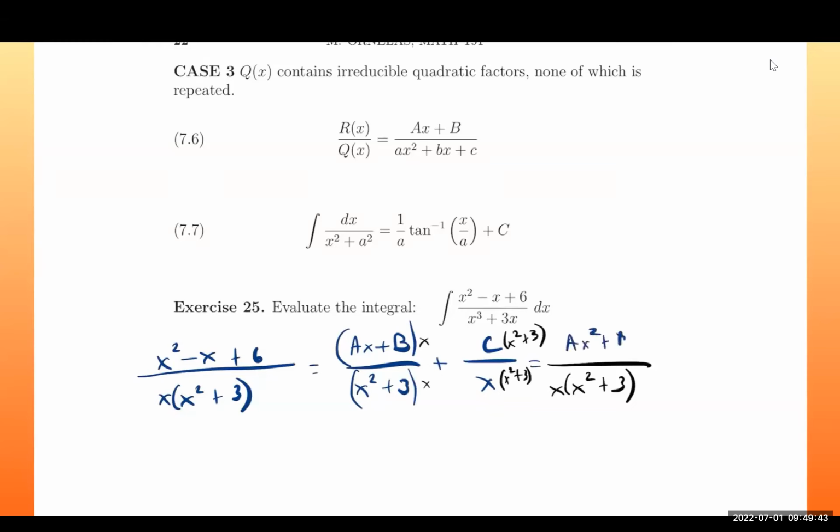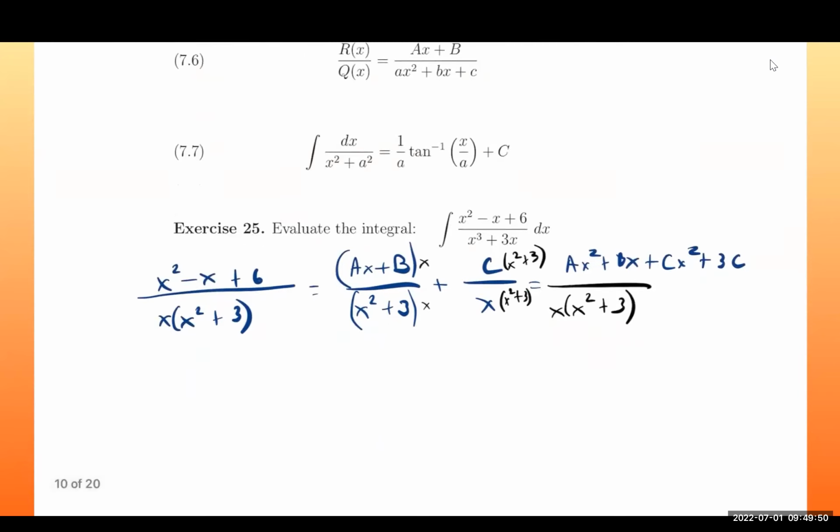After distributing, we should get ax squared plus bx plus cx squared plus 3c. All right, and now once we are at this point, we can look at the coefficients. Oh, actually, we have to group the x squares together. So a plus c x squared, that would be these two. And then the x's go next, which is just bx. That would be that term. And the constant goes last, which is 3c. That would be that term.